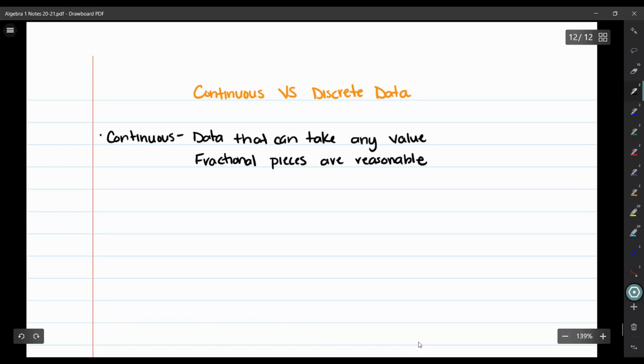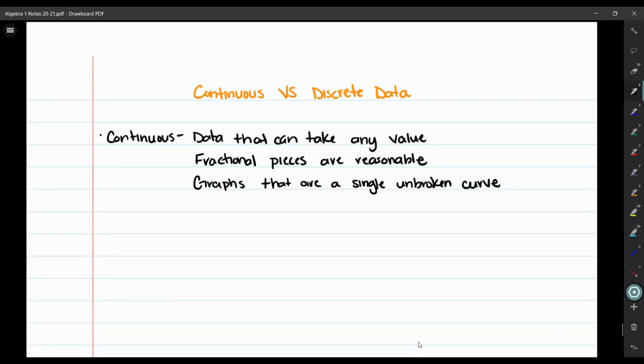And if you're looking at a graph, these are graphs that are a single unbroken curve. So data that can take any value, fractional pieces are reasonable, and graphs that are a single unbroken curve.